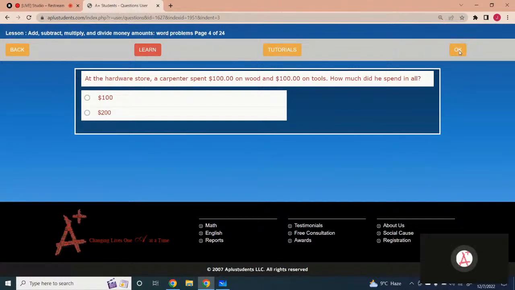So the total amount is, you have to add them. You have to calculate the total amount. It would be $200. Just select the correct option and click on the OK button.